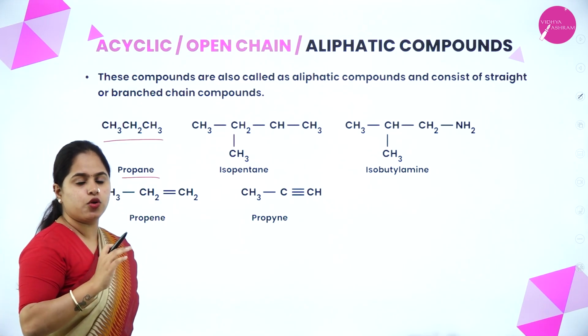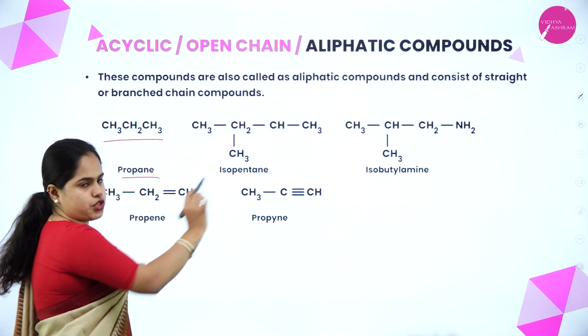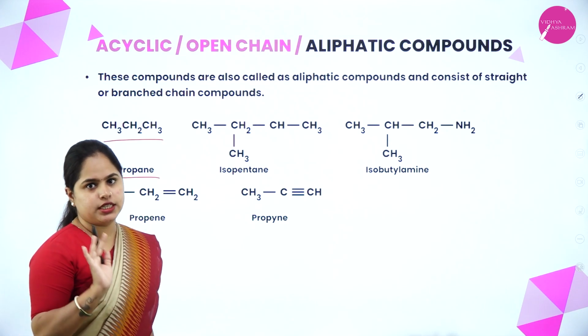Right? It is a straight chain hydrocarbon. Are you able to see any branches? In this case, are you able to see any branches? No, it is straight chain. So this is an aliphatic compound, right?